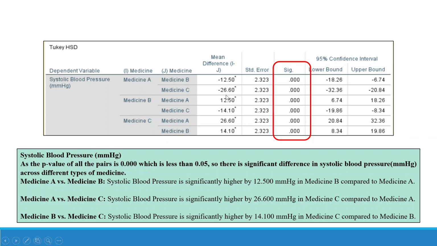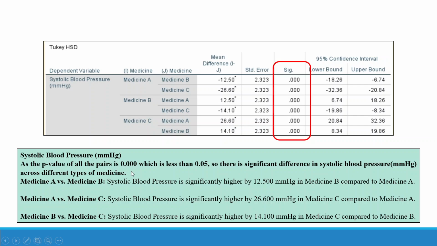A with C, the difference is minus 26.60, p-value less than 0.05. Now A compared with B and B compared with A, the difference is only of the sign, positive and negative sign, otherwise the p-value remains the same. So there is no point in doing the comparison again and again. So A with B, A with C, B with C, that's done. Now let's write the interpretation.